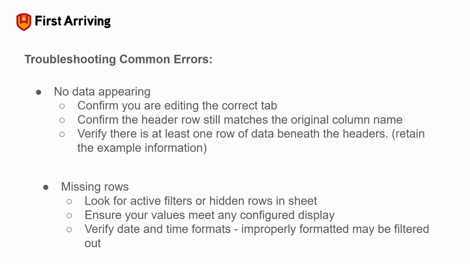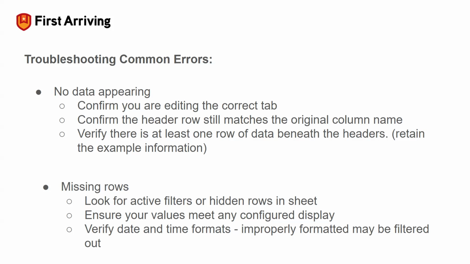Now, before you reach out to our support team, it's always good to do a little bit of troubleshooting on your own. If your sheet-driven content isn't appearing or stops updating, here are a few pointers to keep in mind, and you can check them before you even reach out to our support team. So if you don't have any data appearing at all, confirm you're editing the right content that's mapped to the dashboard. Check that the header row still matches the original column names. Verify there's at least one row of data beneath the headers, and make sure that there are no merged cells in the header row or key columns.